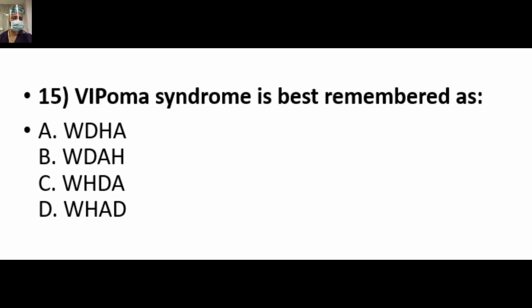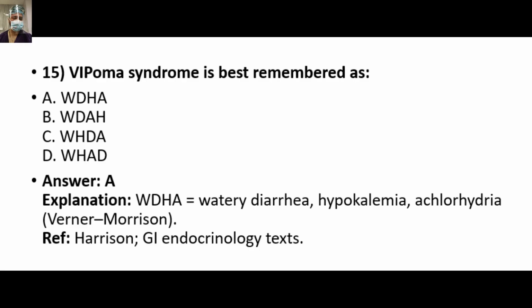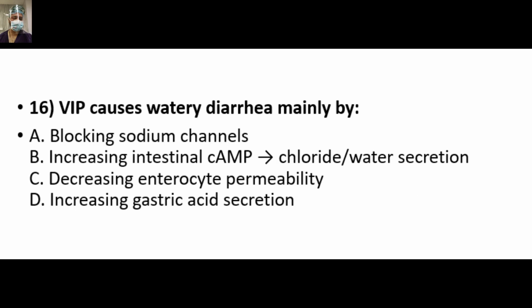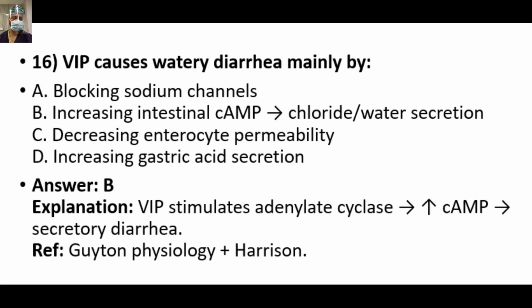VIPoma syndrome is best remembered as, it's simple. Answer is A. WDHA syndrome: watery diarrhea, hypokalemia, achlorhydria. That is the Verner-Morrison syndrome. VIP causes watery diarrhea mainly by, so answer is B. Increased intestinal cyclic AMP that leads to secretory diarrhea.